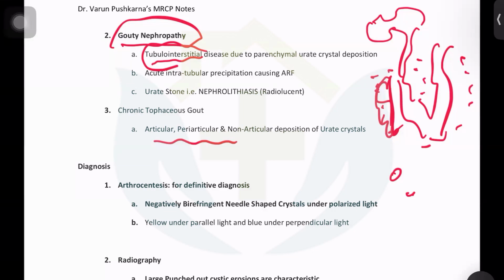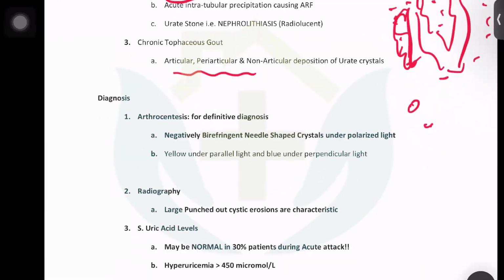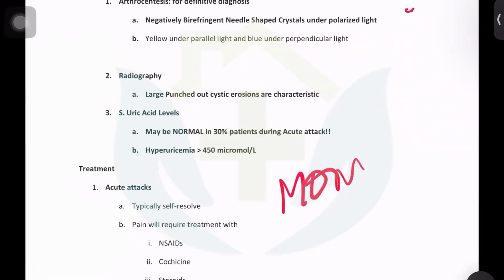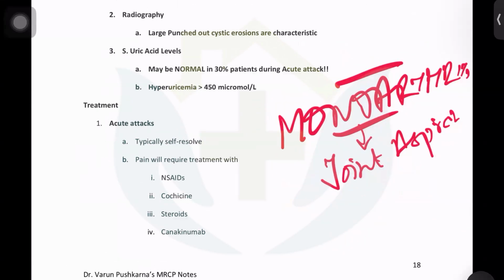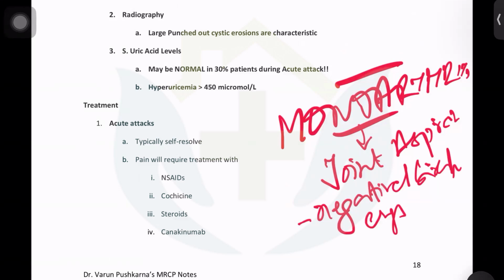Now, because I told you it is basically a condition of monoarthritis, for example, a patient comes to you with a complaint of monoarthritis. What is the best step that you do? Aspiration. Yes. So you do a joint aspiration. Now, let us see the permutations. If the joint aspiration shows negatively birefringent, needle shaped crystals, what is it?